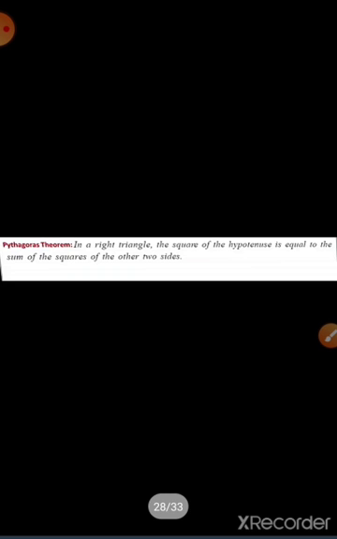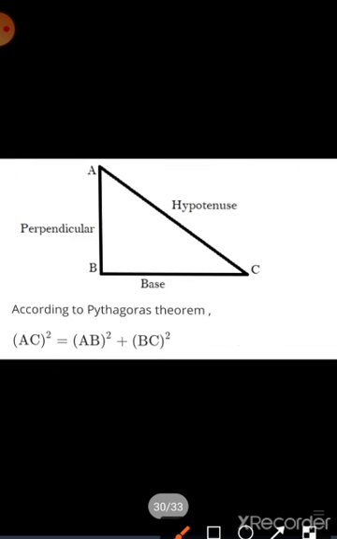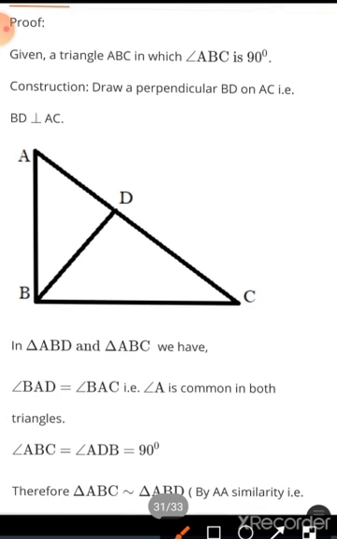The statement of the theorem is, in a right triangle, the square of the hypotenuse is equal to the sum of the squares of the other two sides. To prove this, take a right angled triangle ABC with right angle at B. We should prove that the hypotenuse square is equal to the sum of the squares of the other two sides: AC square is equal to AB square plus BC square. To prove this, let us draw a perpendicular line BD on AC. That is, BD is perpendicular to AC. From the right angled vertex B, we draw a perpendicular onto the hypotenuse.